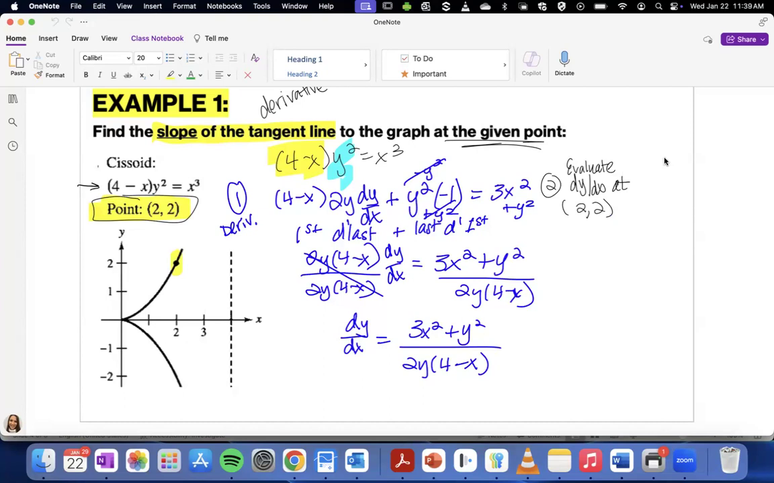So I need to plug in, this is my x and this is my y, right? So I just plug it in to dy over dx. It's going to equal 3 times, they're both 2, so 2 squared plus 2 squared all over 2 times 2 times 4 minus 2. And then we just compute it. Come on, computer, catch up. There we go.